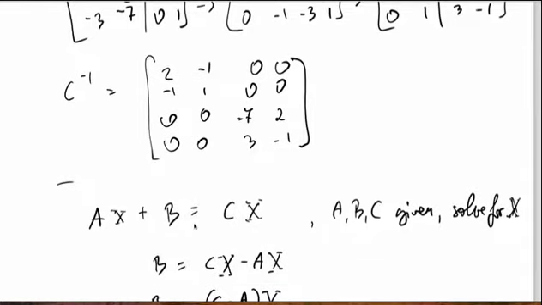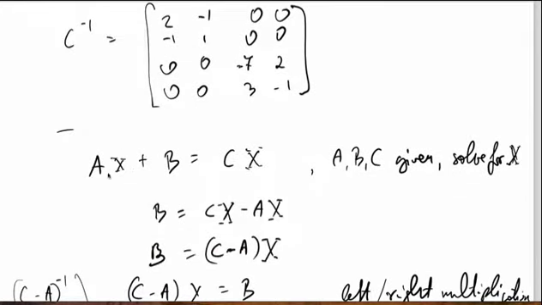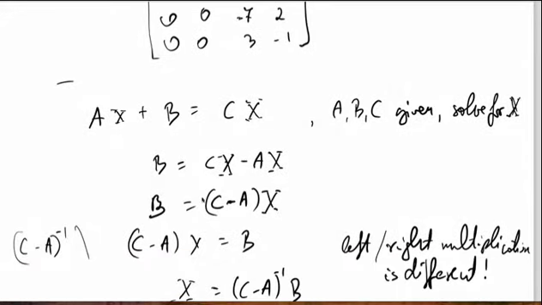Another thing we can do now is solve matrix equations. For example, AX plus B equals CX. A, B, C are given, and we want to solve for the X matrix. So the way we do it is we rearrange the equation. We subtract, for example, A times X from both sides to get B equals CX minus AX. Then we can factor out X on the right. It's important that because X is multiplying from the right, we have to factor it on the right. There is no commutativity, so we have to get the right factors on the right.